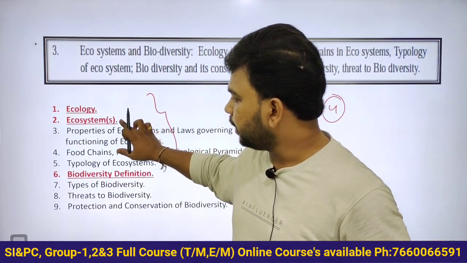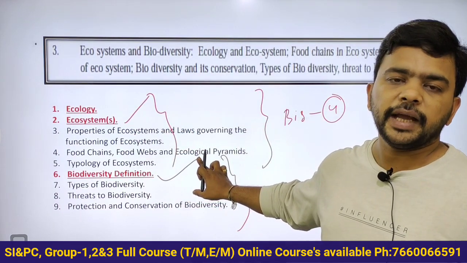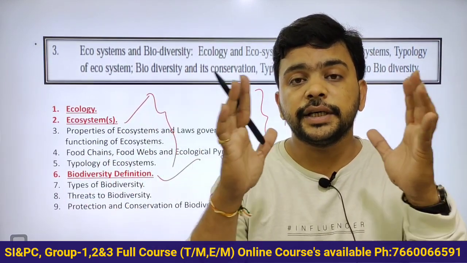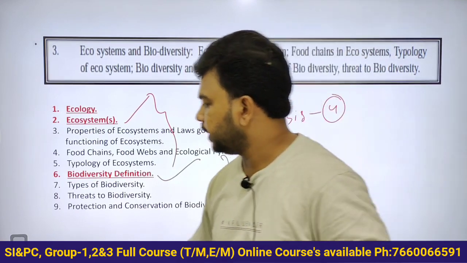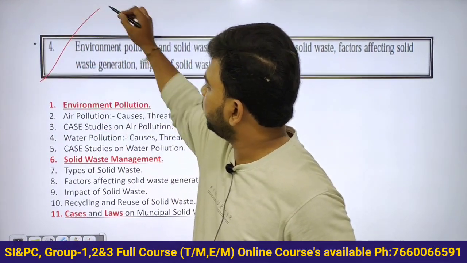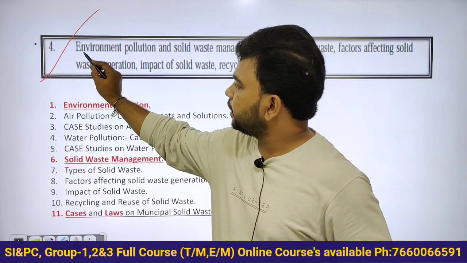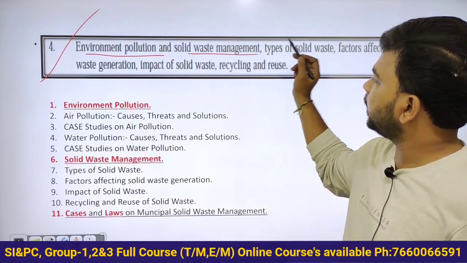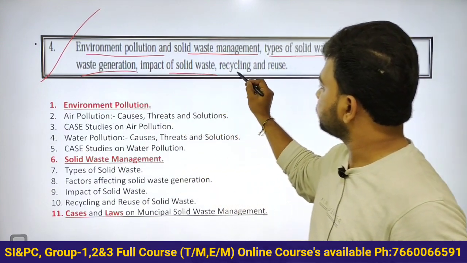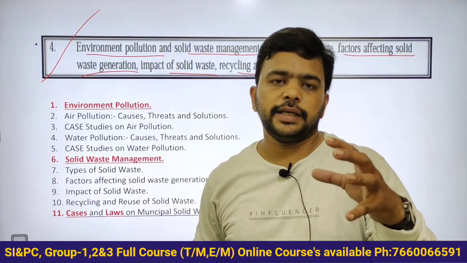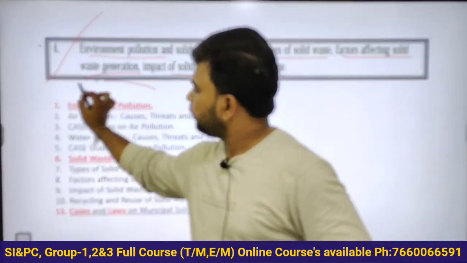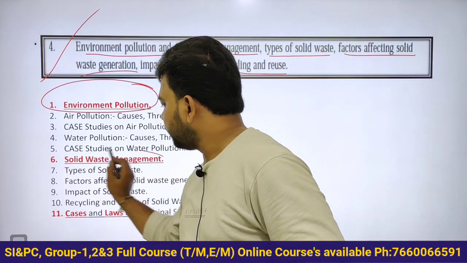So 2 topics, ecosystems and biodiversity aspects. Third unit, easy, but you need to have certain proper guidance. Understand that very clearly. Then let us go for the fourth unit. Here, if you read in the syllabus sheet: environment pollution, solid waste management, types of solid waste, factors affecting solid waste generation, impact of solid waste, recycling and reuse of solid waste. Here 2 topics are there. One is environment pollution, second is solid waste management.